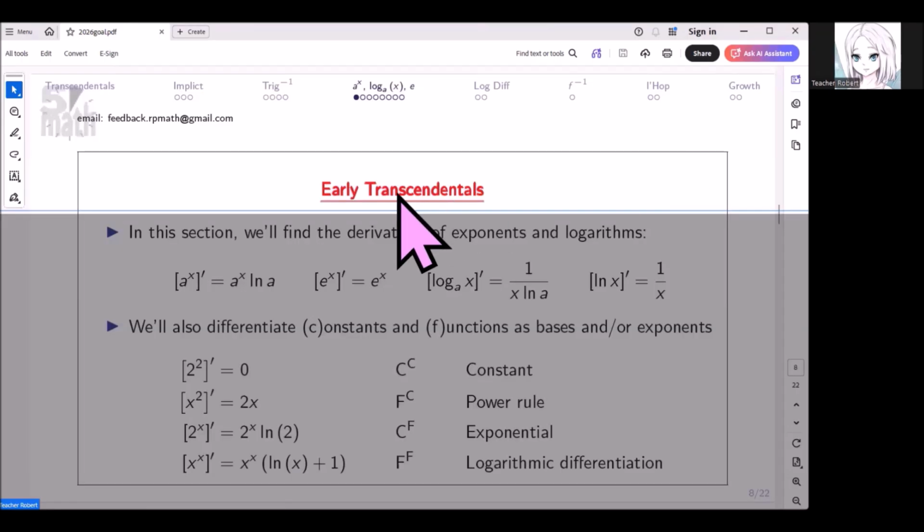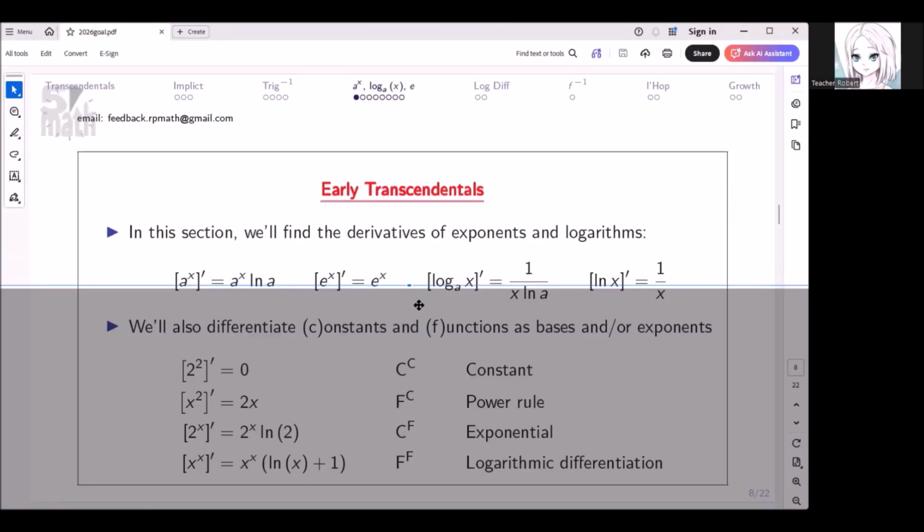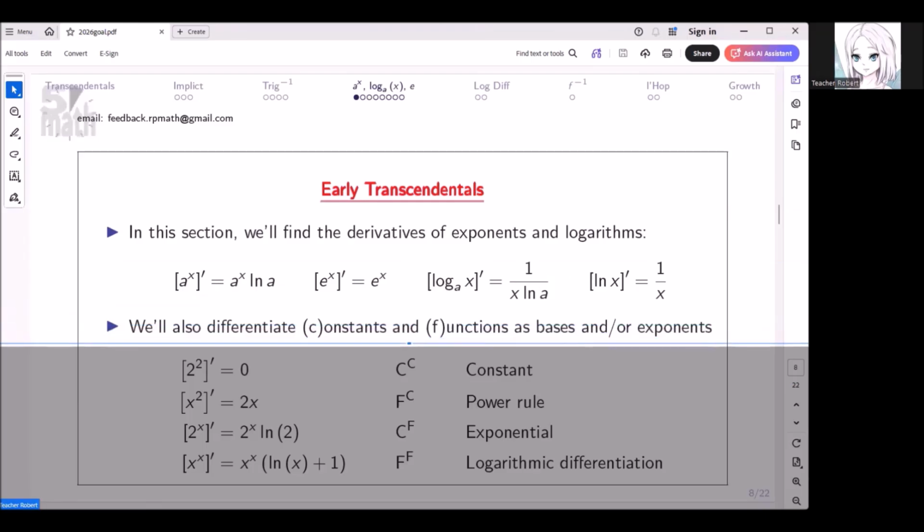Early transcendentals. In this section, we'll find the derivatives of exponents and logarithms. Derivative of a to the x is a to the x ln a. Derivative of e to the x is e to the x. Derivative of log base a of x is 1 over x ln a. Derivative of ln x is 1 over x. We'll also differentiate constants and functions as bases and/or exponents.